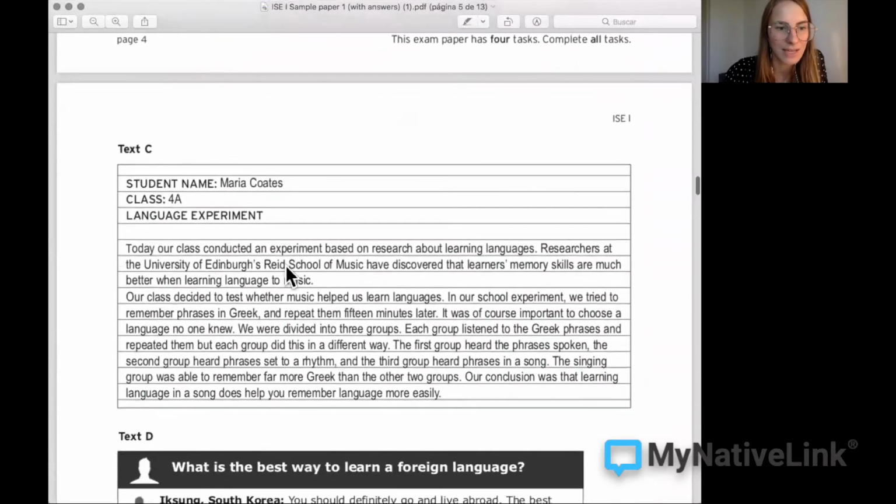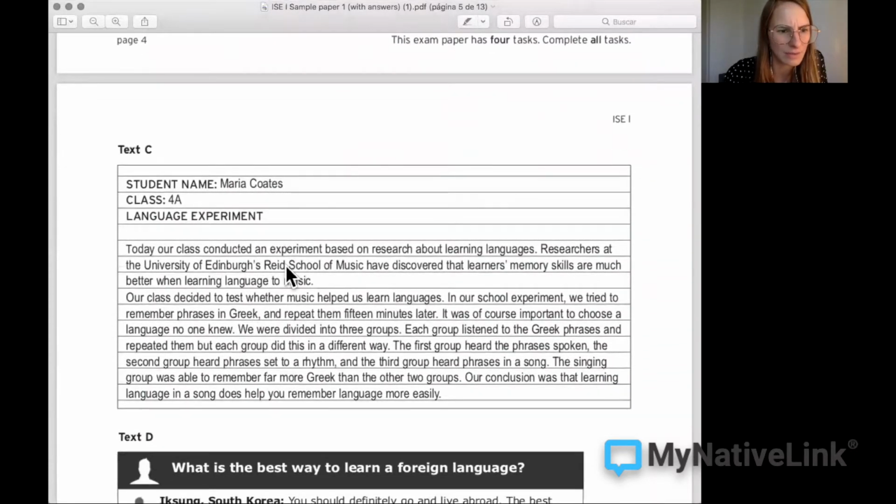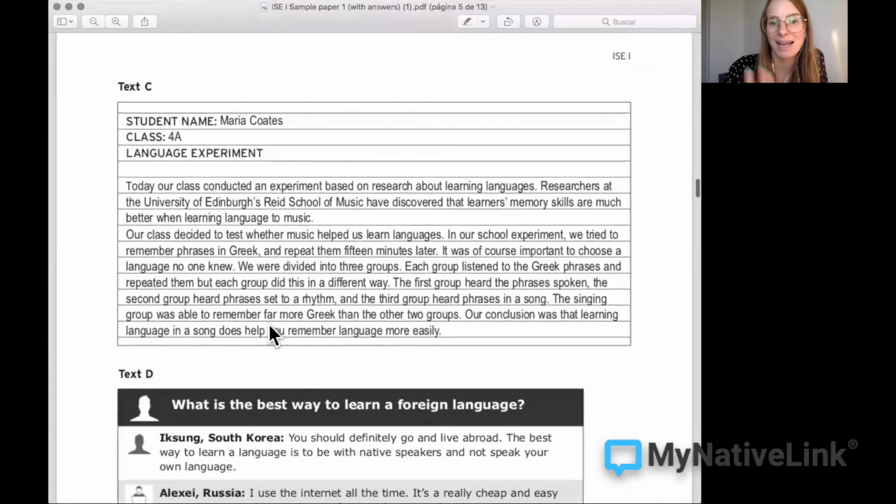And then we've got another text. What is this text? So we've got student's name, Maria Coates, class 4A, language experiment. This seems like a report. So someone doing a report for the class. Today our class conducted an experiment based on research about learning languages. Researchers at the University of Edinburgh's Reid School of Music have discovered. Okay, so this is a report, and it's also giving information about learning languages.